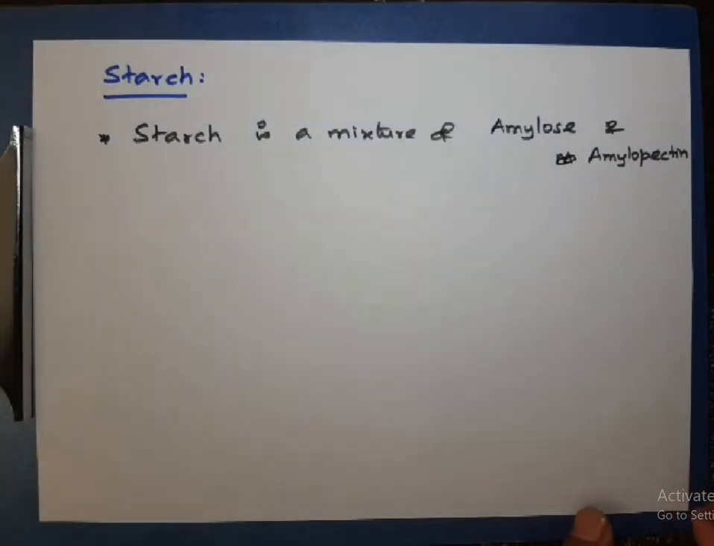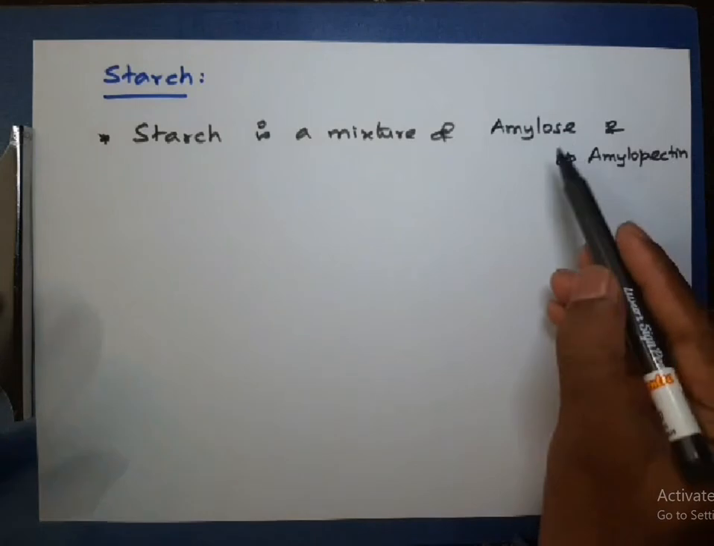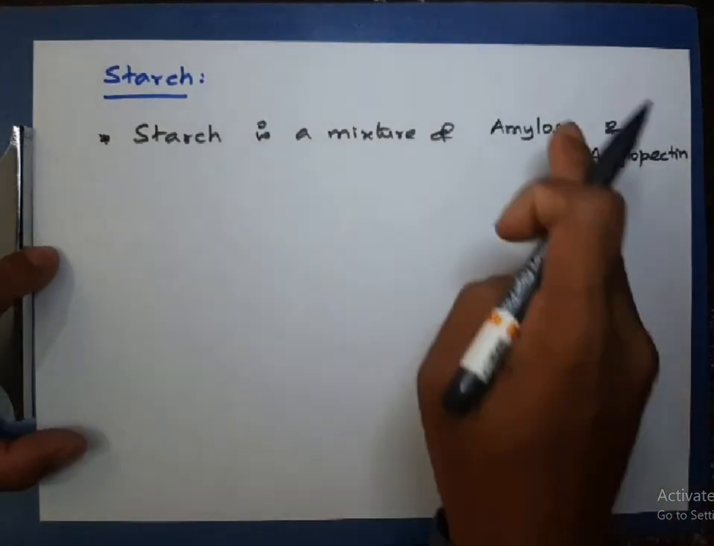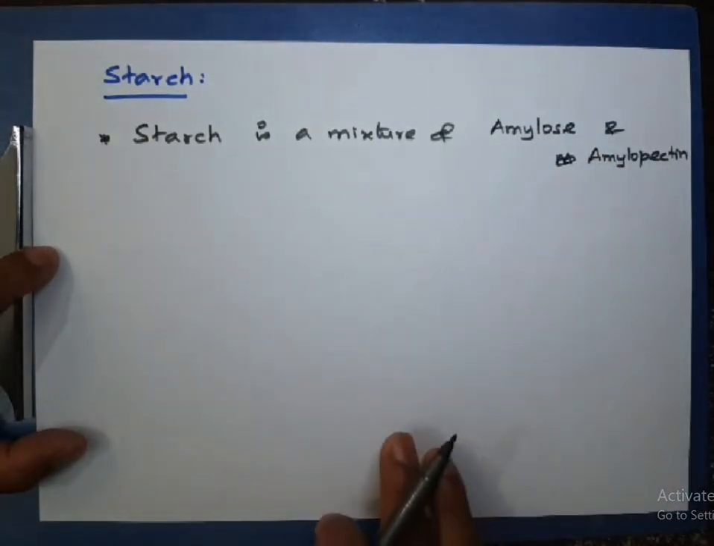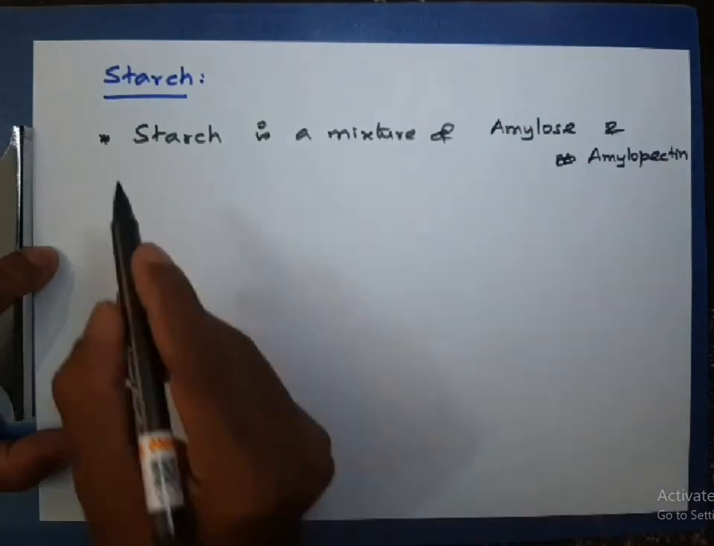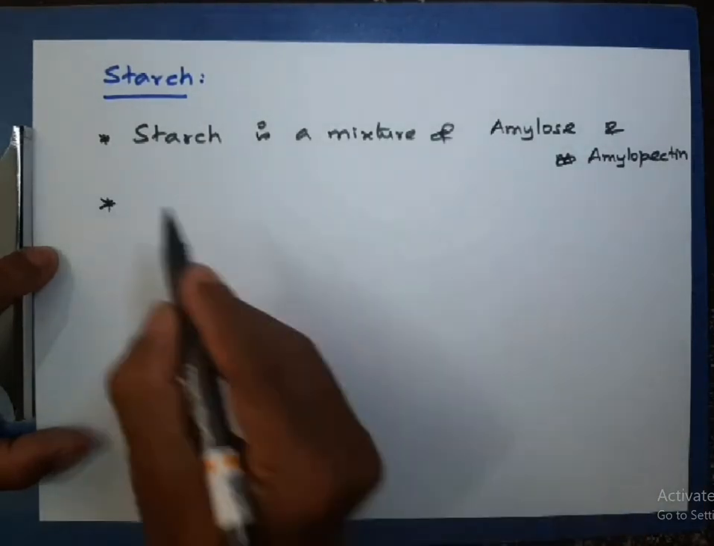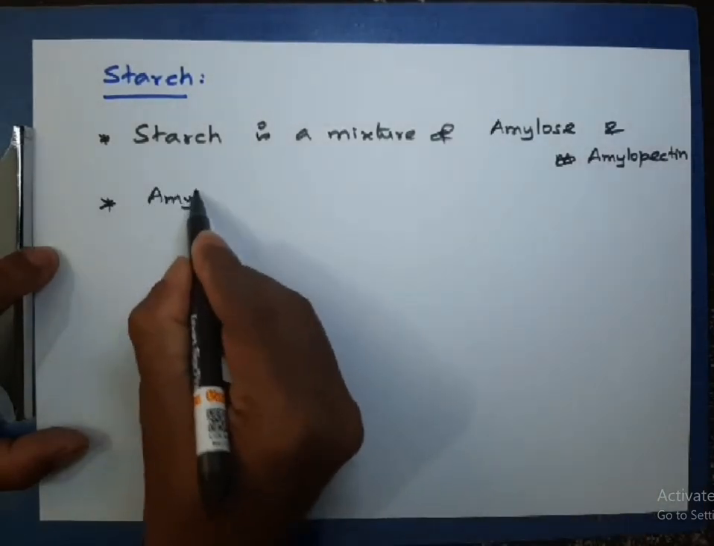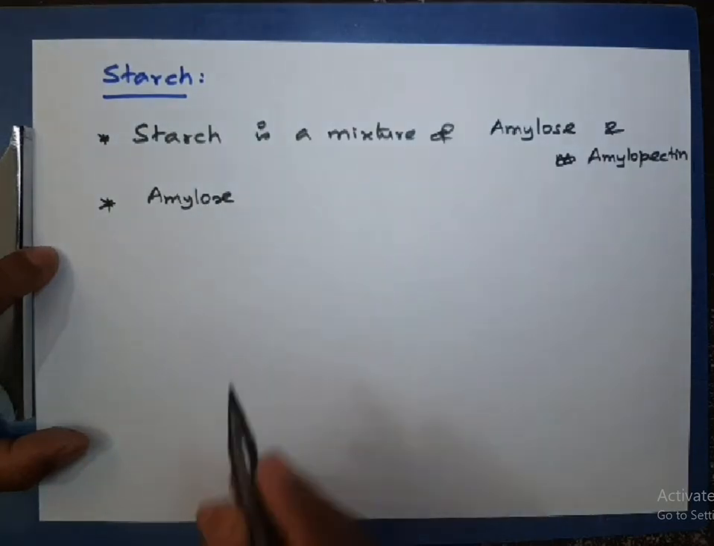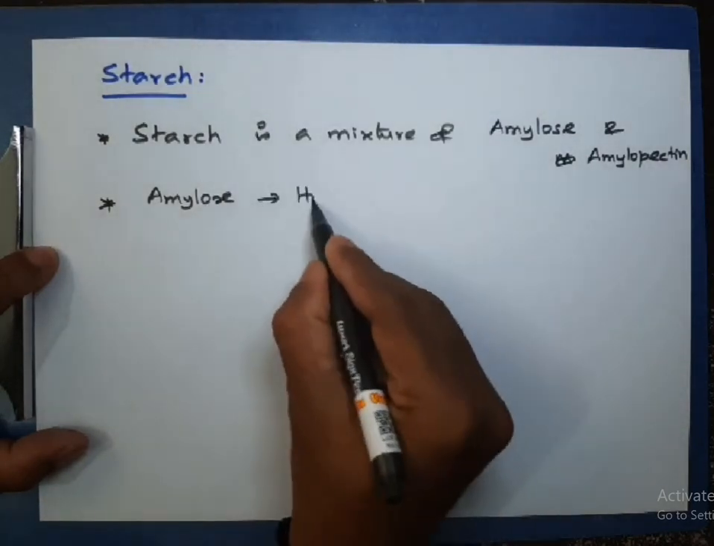Students, observe carefully. Starch is not a pure substance. It is actually a mixture. It consists of amylose and amylopectin. Both are homopolysaccharides. Amylose is a homopolysaccharide.